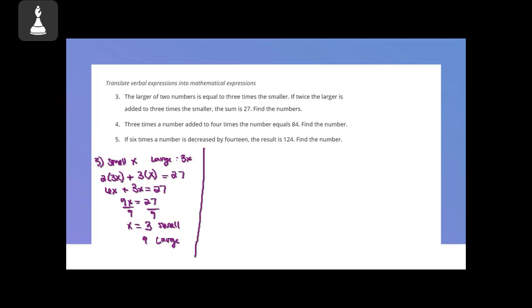Number 4, 3 times a number, that's 3x, is added to 4 times that number, so plus 4x, equals 84. Find the number. Well, 3x plus 4x is 7x. It's going to equal 84, not 8x. Then I'm going to divide both sides by 7 and get the answer of 12.